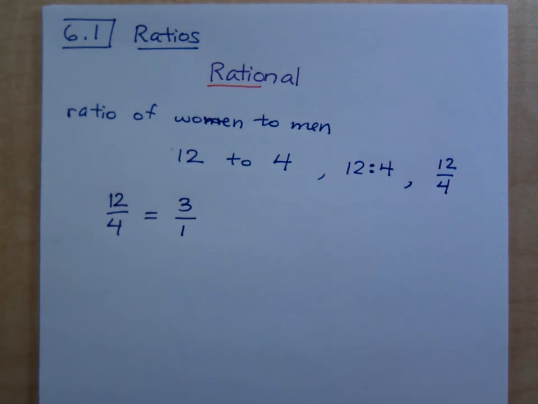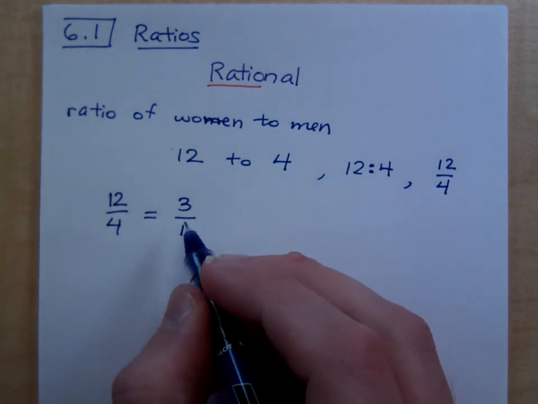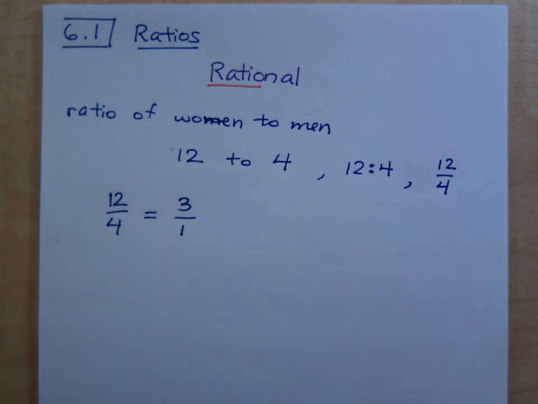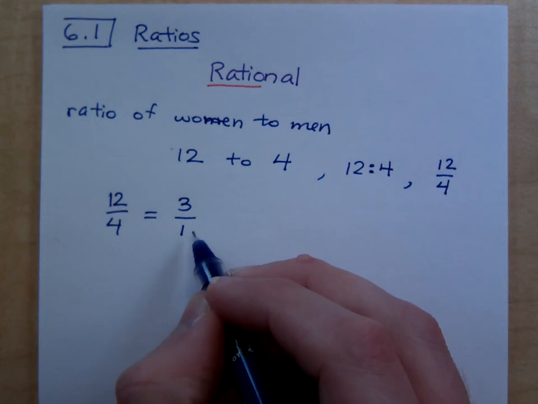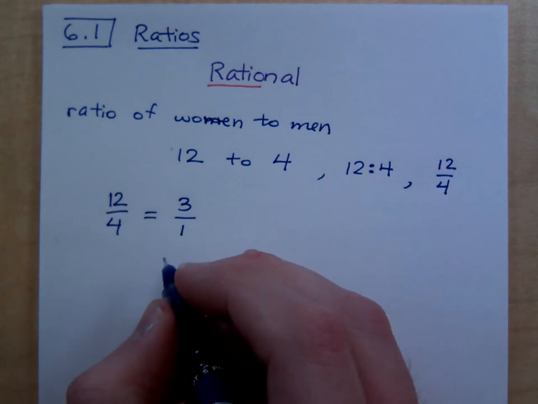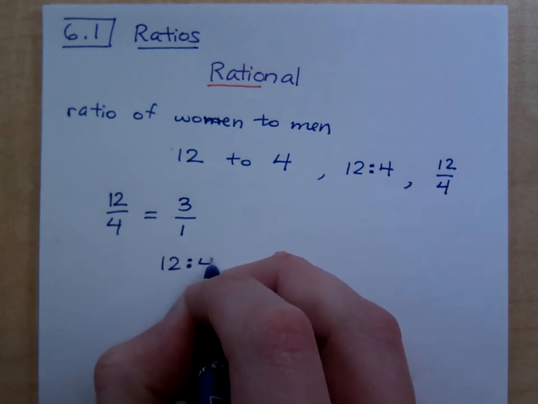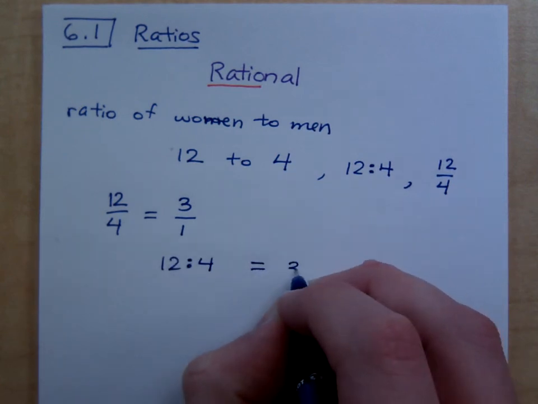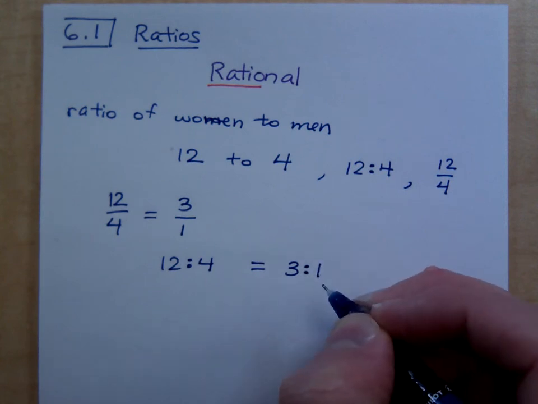Now, if this were just any other normal number, 12 over 4 would equal what? What's 12 divided by 4? It's just 3, and we would write just 3, right? But when we're talking about rates or ratios, and rates are very much like ratios except they carry units with them, ratios have to be something to something else, so it has to be a fraction. So you could say that the ratio 12 to 4 reduces to the ratio 3 to 1.